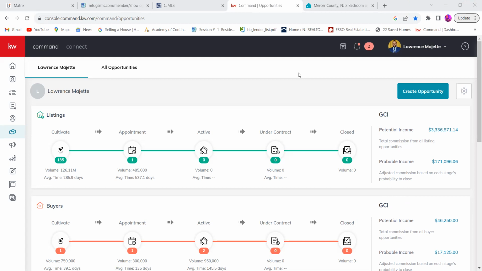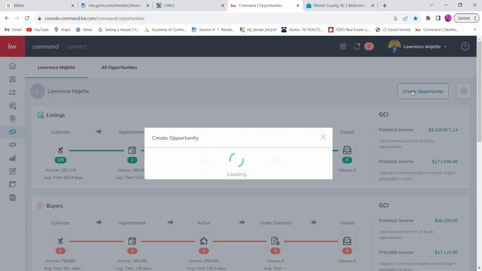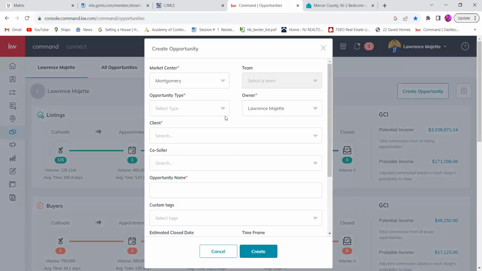Even before you do a listing or a buyer or anything, you can get these documents ready to go if you know that you have an opportunity in front of you where someone might decide to sign a contract. So this is what we do first. So first thing you would have to do is create an opportunity, right? So we're going to, what type of opportunity? We're going to do listing first.